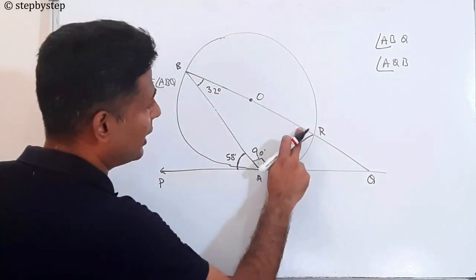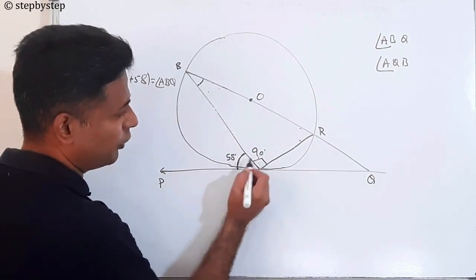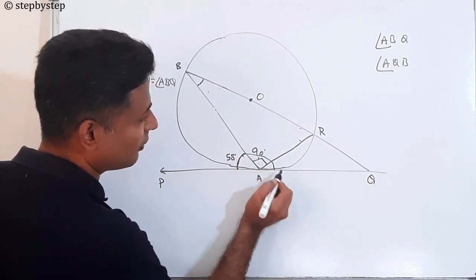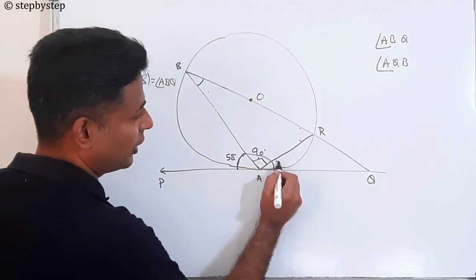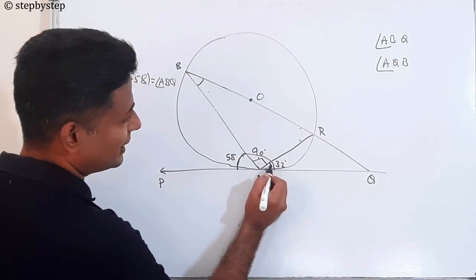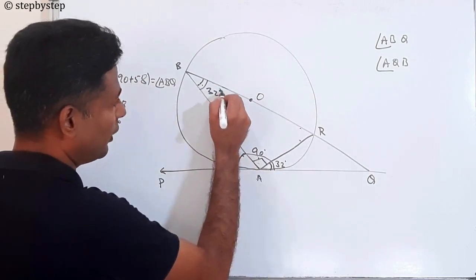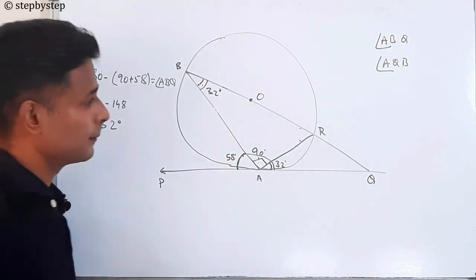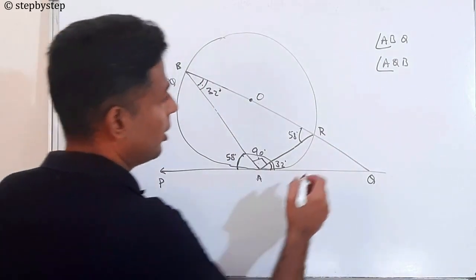Another way you could have solved it was, this is 58, this is 90, and this whole angle is 180. So we could have found this again as 180 minus 90 plus 58, so we would have got 32 here. Now this angle will be equal to this angle. Why? Again, angles in the same segment. So that way also you could have solved. Now we got this as 58. We got all these angles.